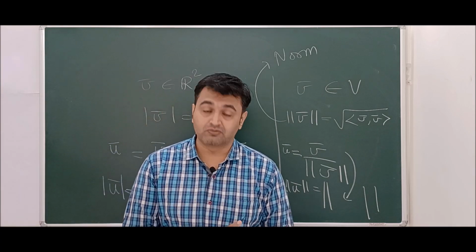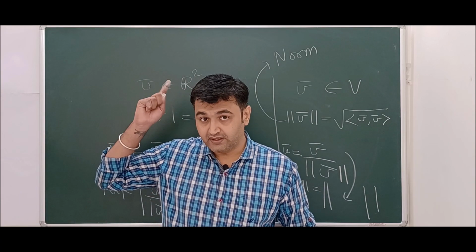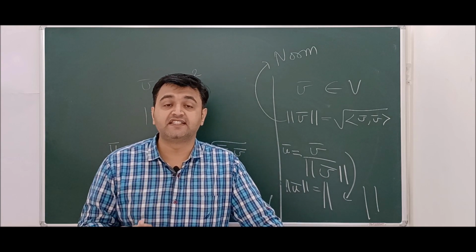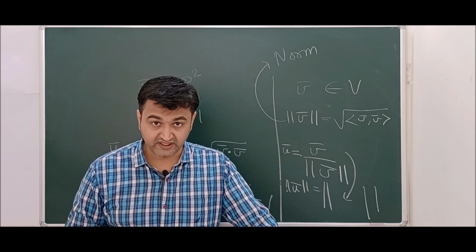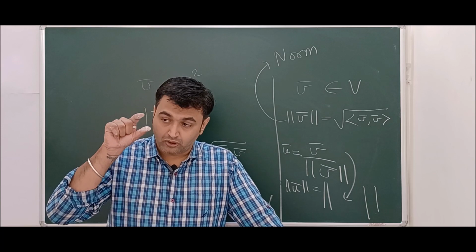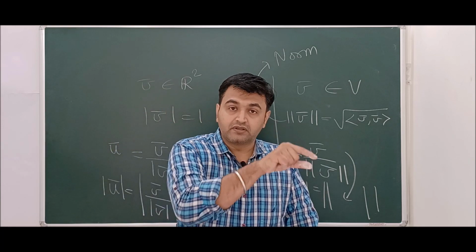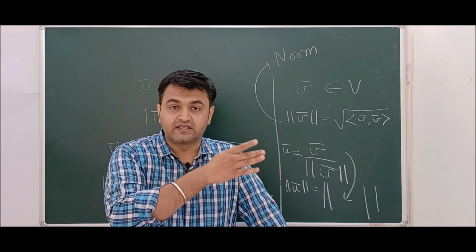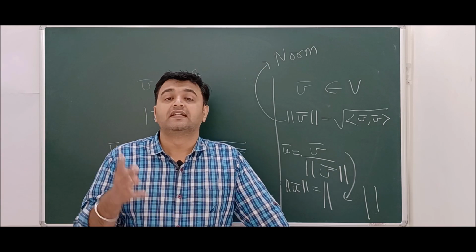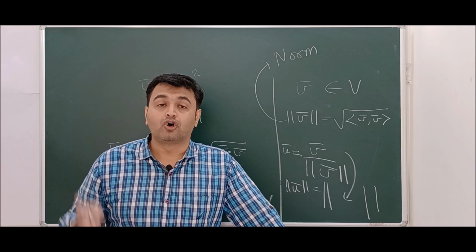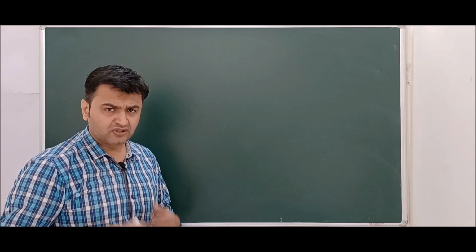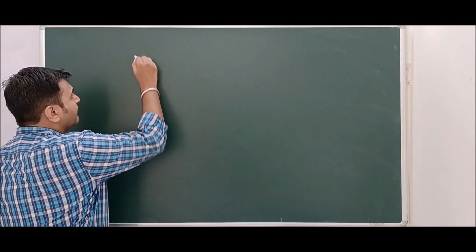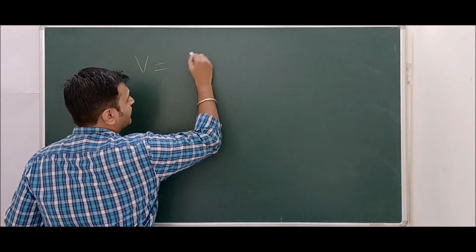So what is an orthonormal set? It's an orthogonal set. That means the inner product of Vi, Vj is 0 for all i not equal to j. And each vector, all of V1, V2, V3, each vector should be of length 1. So if all the vectors are unit vectors and they are orthogonal, then we call such a set an orthonormal set. So let's see some examples. If I take V to be, let us take R2.